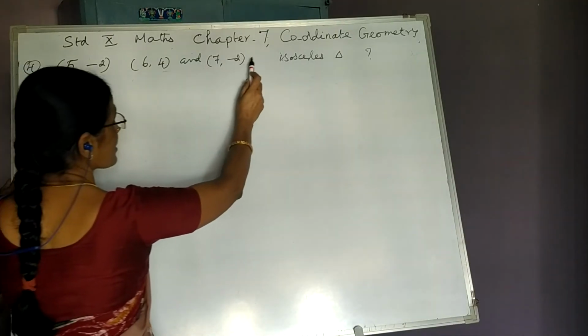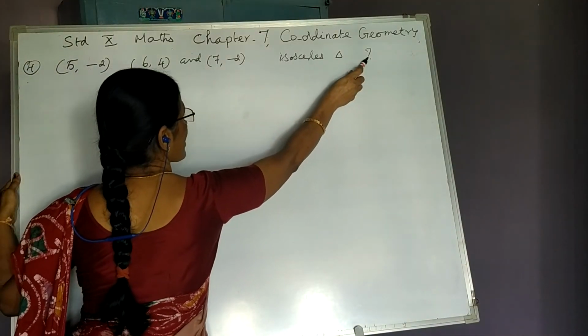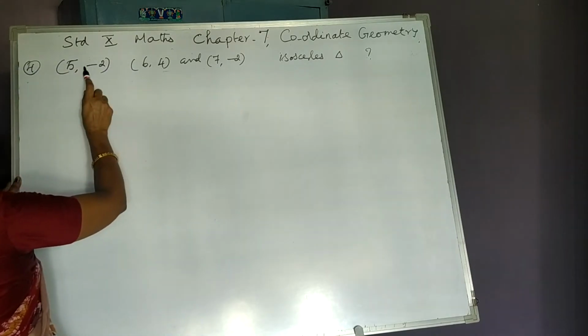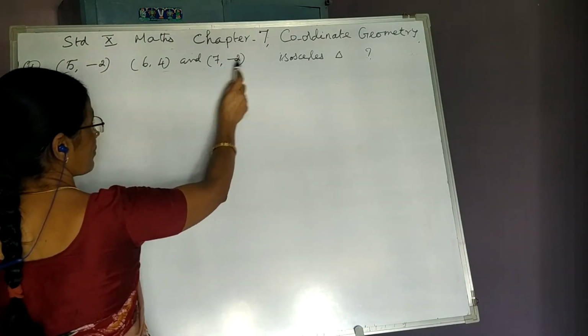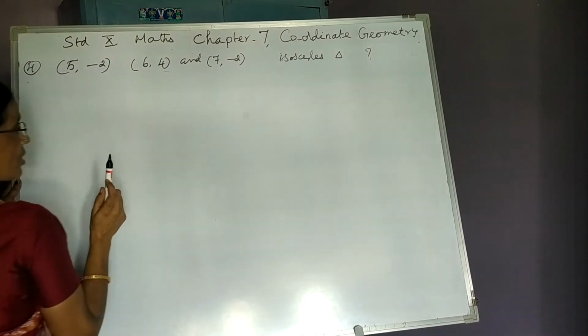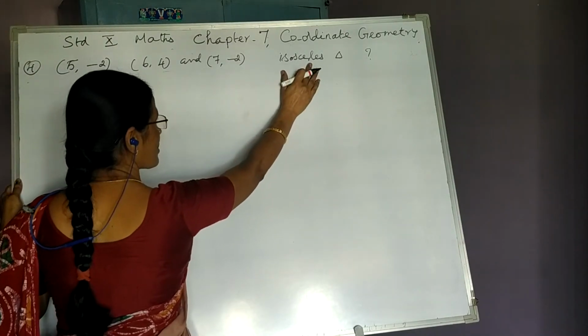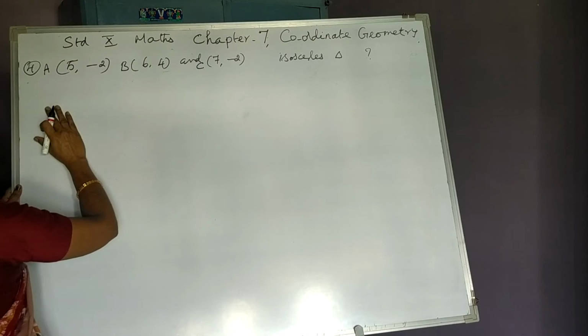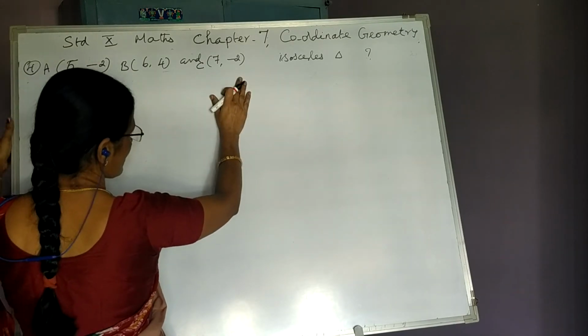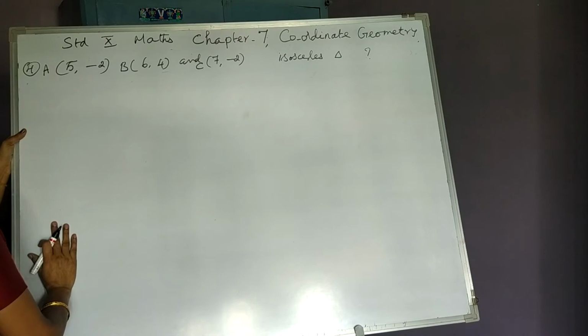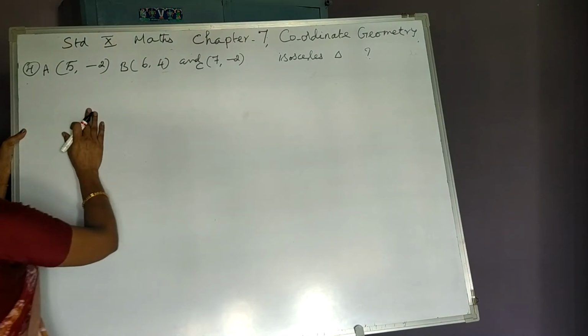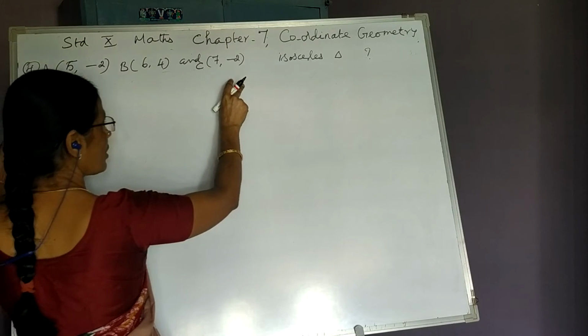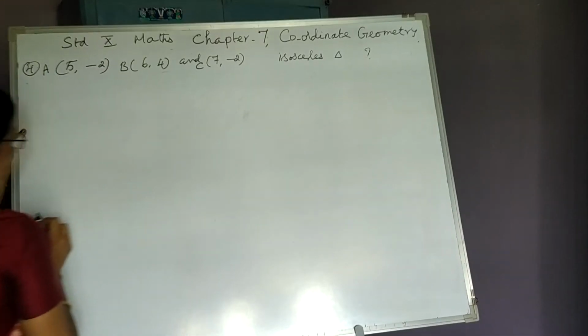Fourth sum: (5, minus 2), (6, 4) and (7, minus 2). Are they vertices of an isosceles triangle? That is the question. Three coordinates are given. We are asked to check whether these three form the vertices of an isosceles triangle or not. We know the condition for an isosceles triangle. Taking this as A, this as B and this as C, we are going to get the distances AB, BC and AC. These form the sides of the given triangle. So if we find two of the three sides are equal, we can conclude it is an isosceles triangle.